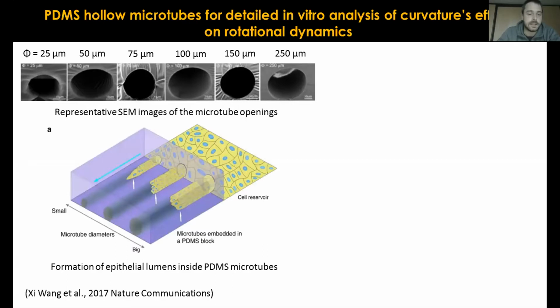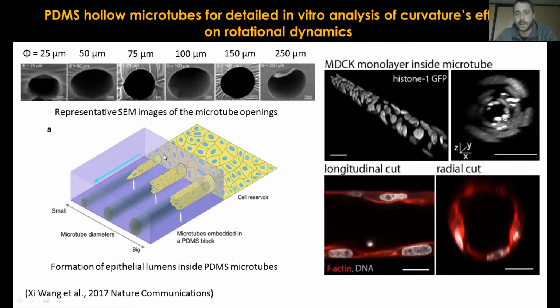Basically, the way we do the experiments is that we have these PDMS blocks in which we have these hollow tubes. We put our cells on both sides of these blocks and we let them grow. And once they become confluent, they start entering inside the tubes. And so we can follow their migration. And so this is how it looks.